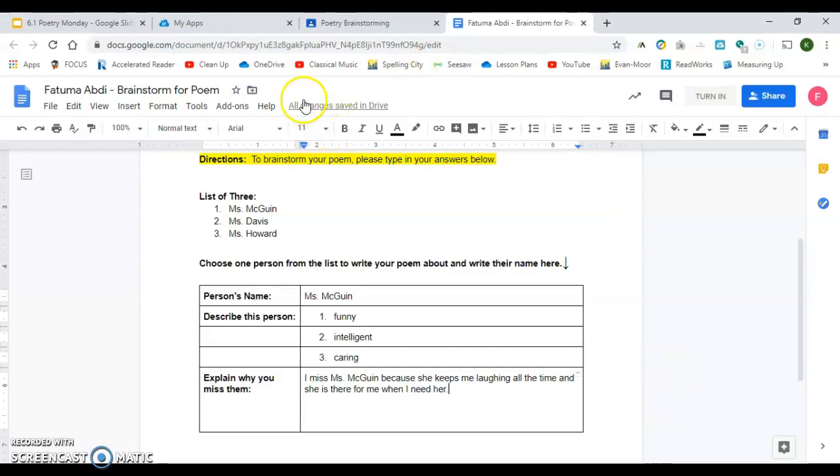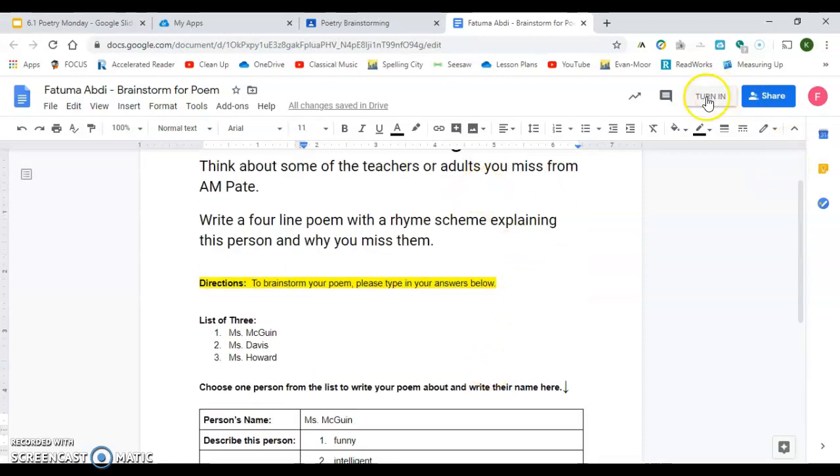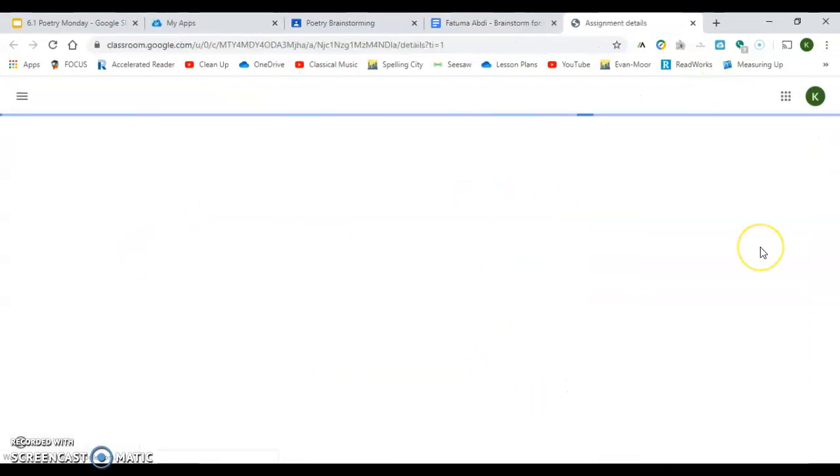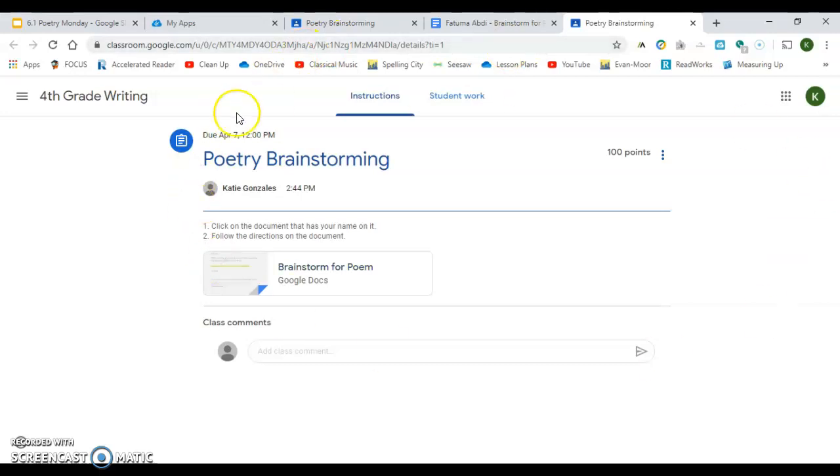Okay? Now, this whole time, everything I do, it's saving. It says all changes saved in Drive. So when you're done with this, all you have to do is go up here and click Turn In. And it will turn in the assignment. This assignment is due tomorrow, April 7th by 12 o'clock noon. Have fun!